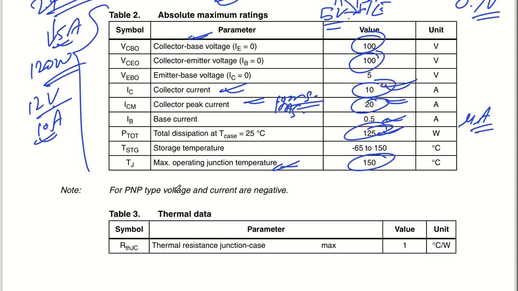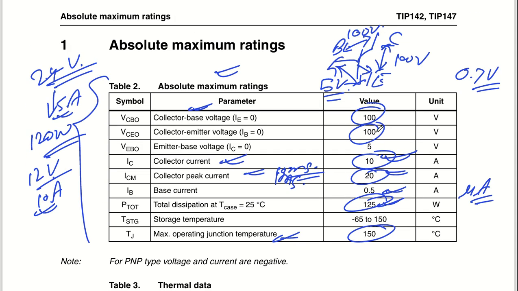Similar to that, for PNP type, voltage and current ratings are actually negative because the current goes from emitter to collector, whereas in NPN it is going from collector to emitter, right? So collector to emitter in NPN, and in PNP it will be emitter to collector. So for PNP, what is the symbol? It is like this. This is my collector, this is my emitter, this is my base. So current will be flowing like this. That's the reason for VCBO, VCEO, the polarity will be opposite, that's how it will be negative, right?